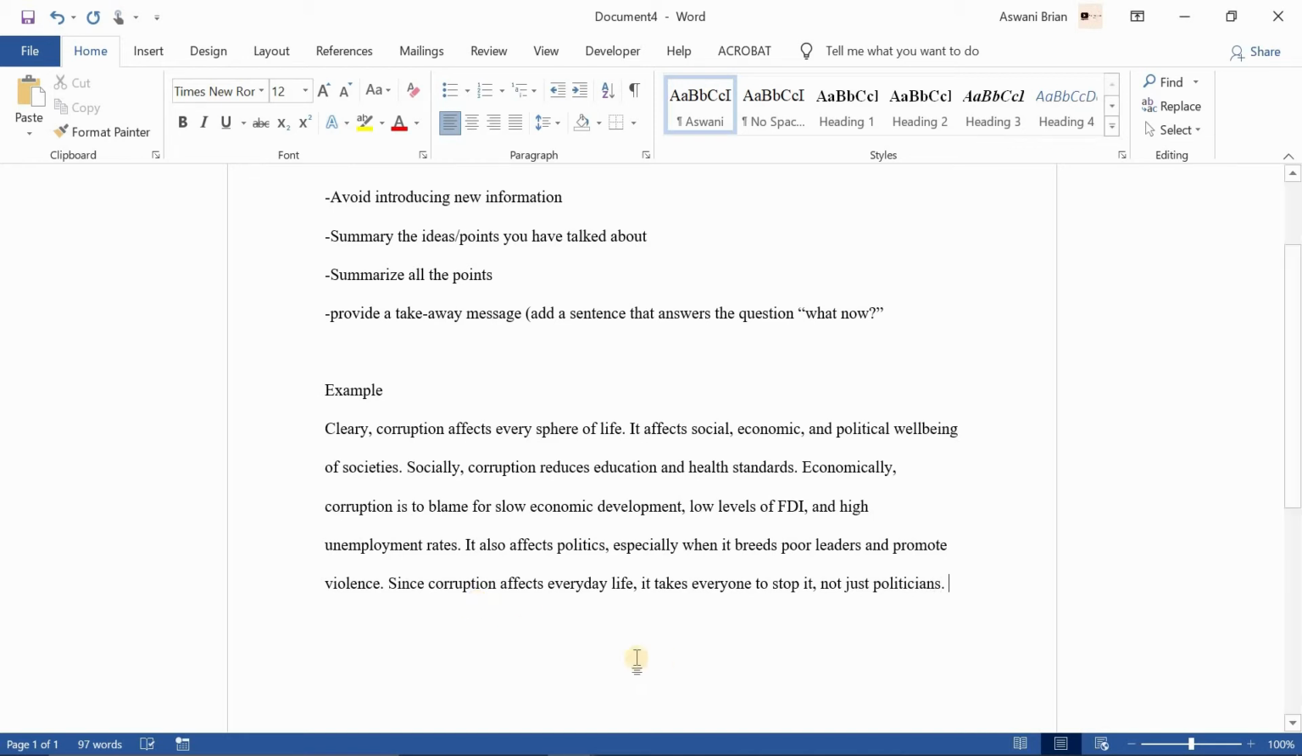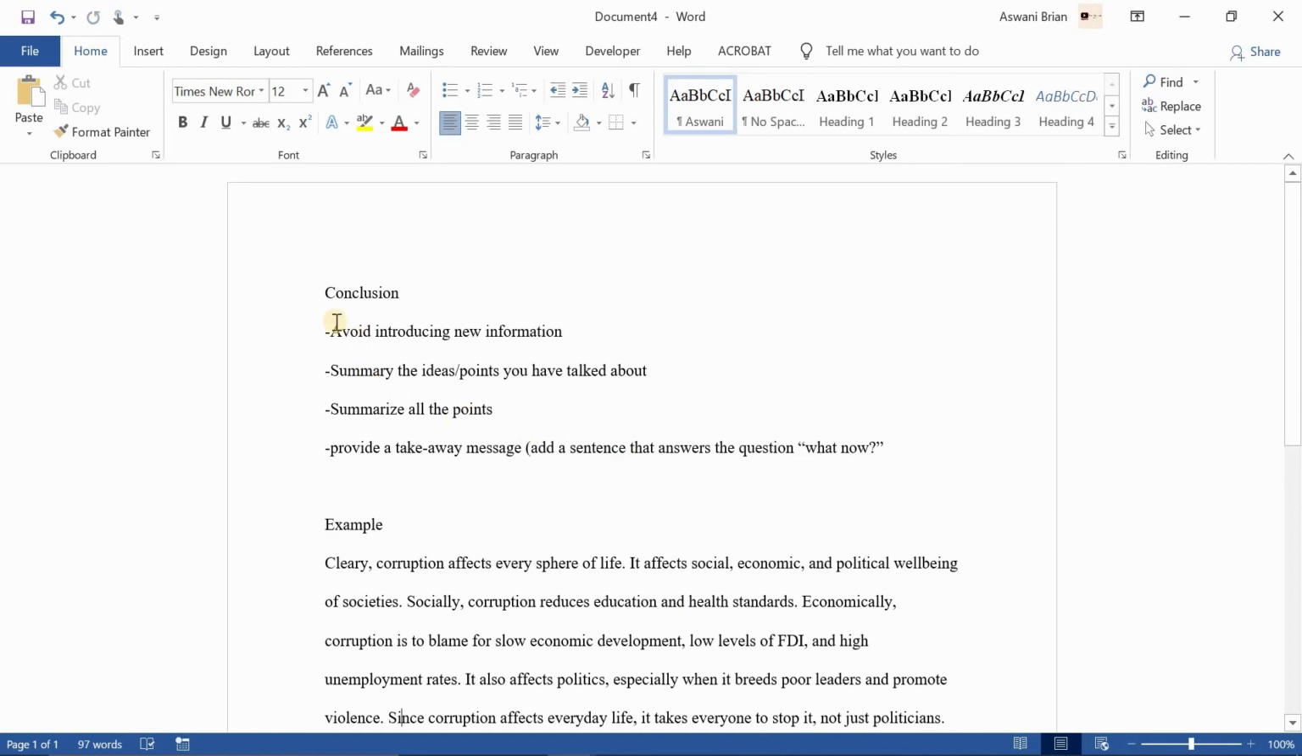So in this case, I've just given a takeaway message, reminding my readers that, as you have seen, corruption affects everyday life, economic, political, social, and it's not just an issue for the politicians to solve. We need economists to be in the picture. We need humanitarian personnel to be in the picture, advocates. We need all of these people because it affects every aspect of life. So this is just a takeaway message that I've included here. So this is how you should be doing your conclusions.